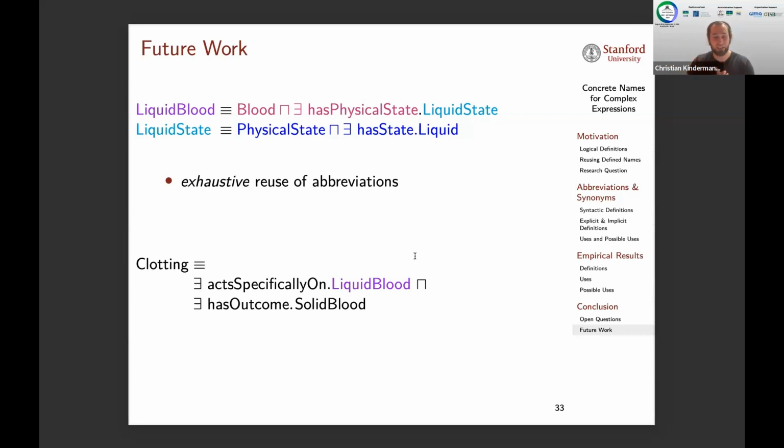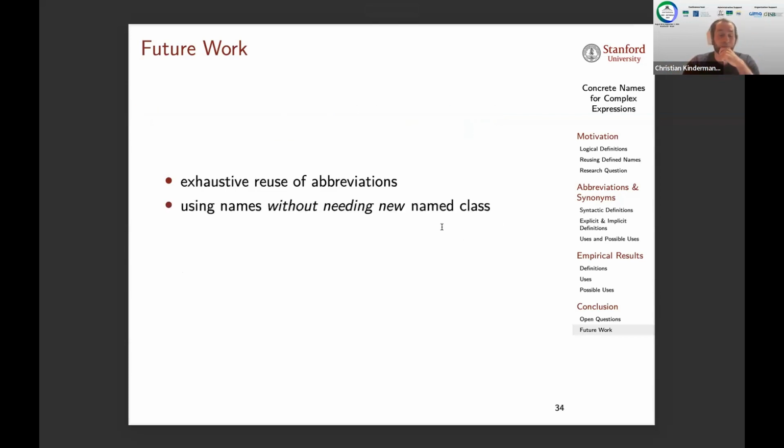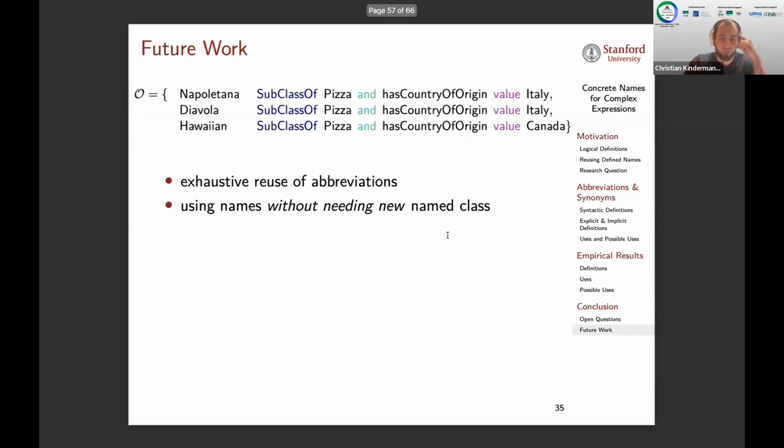I've already done some preliminary work on that and I have some results, but that might be the topic of another talk. All right, so this is one direction in which this work could be extended. And the next interesting topic is whether you actually want to introduce named entities into your ontology. And again, it's not as straightforward as one might think.